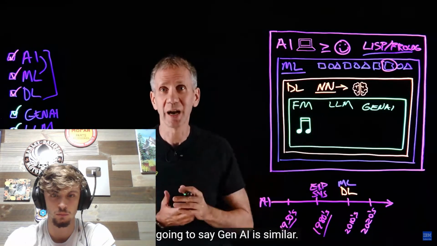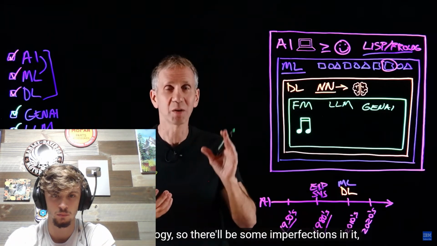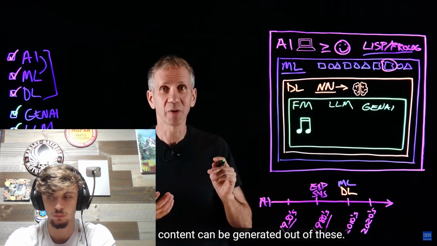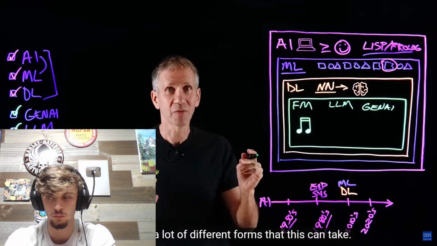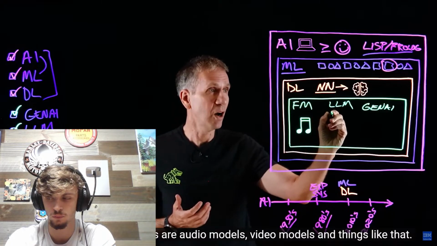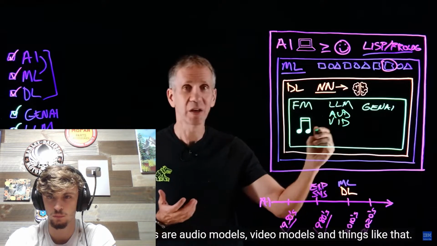I'm going to say Gen AI is similar. It's an analogy, so there'll be some imperfections in it, but you get the general idea. Actually, new content can be generated out of these. And there are a lot of different forms that this can take. Other types of models are audio models, video models, and things like that.